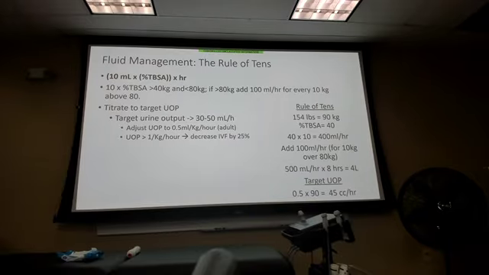Now we have the other one called the rule of tens. Sometimes it depends on how your brain works, and this one is sometimes a little bit easier to remember. So you have 10 mLs times your TBSA times your hour, okay?